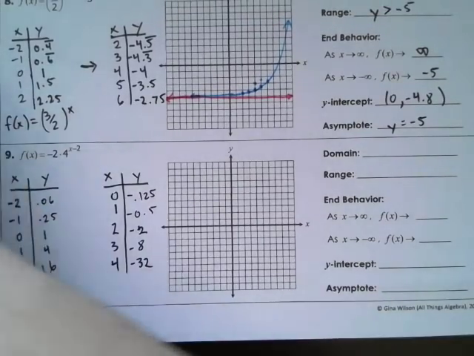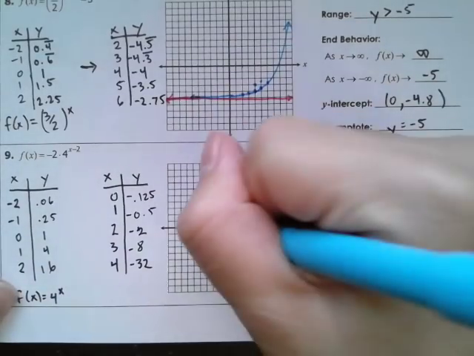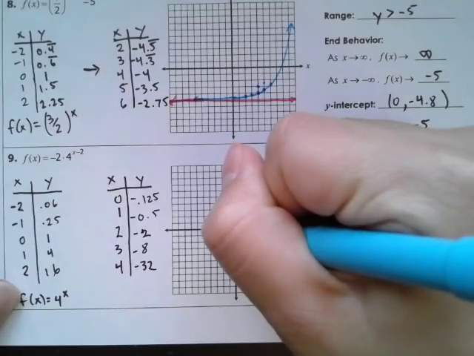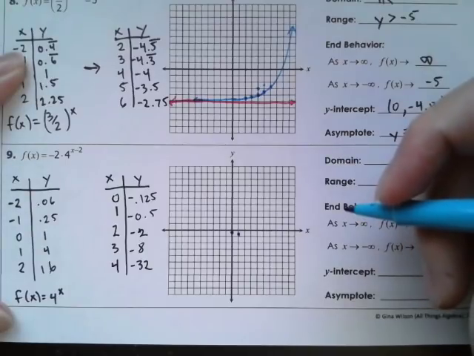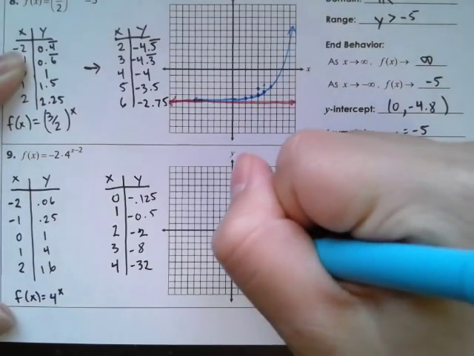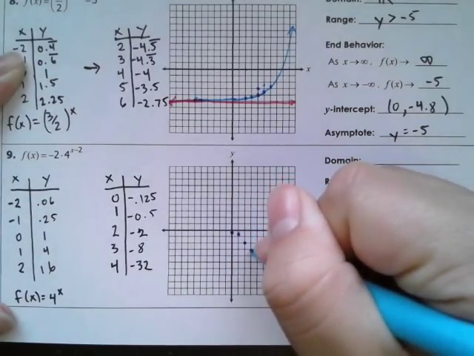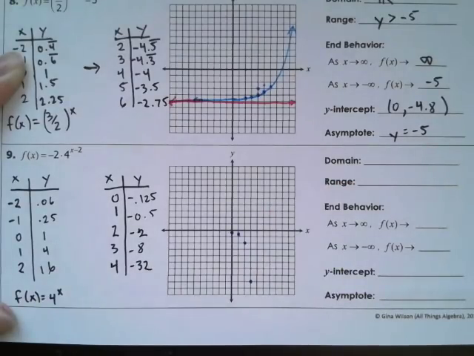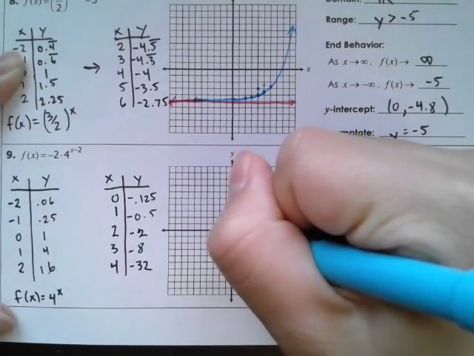So plugging or graphing these points here, at x is equal to 0, I get negative 1.25, so it's just below the origin there. At x is equal to 1, I have negative 0.5, so I have right there, right in the center. Then at x is equal to 2, I have negative 2 there. At 3, I have negative 8, so there. And then finally at 4, I have negative 32, so that one's not going to fit. So what this looks like is something like this.